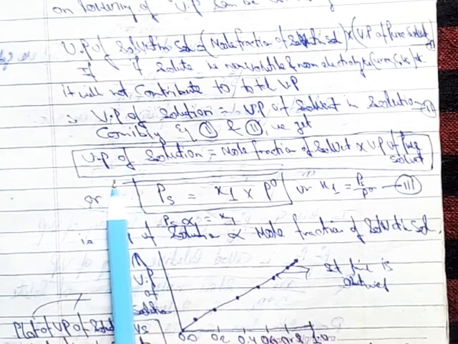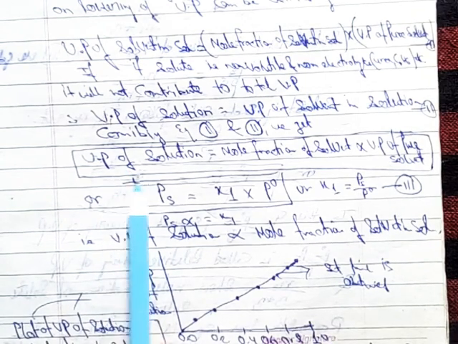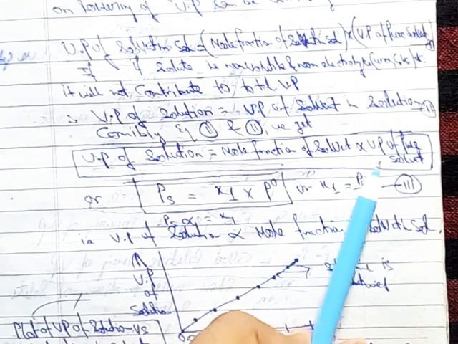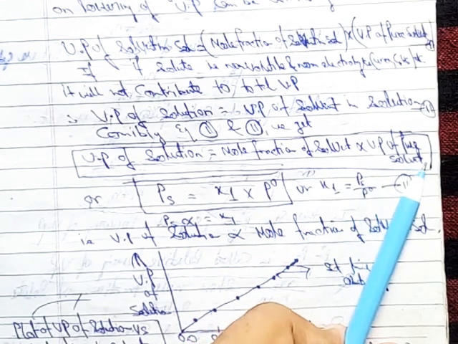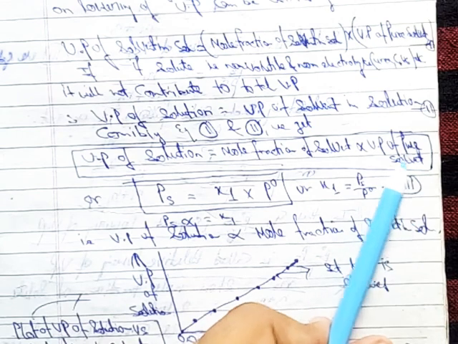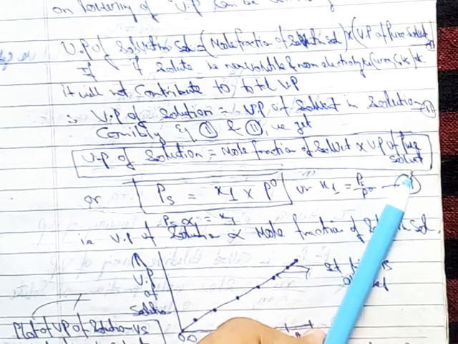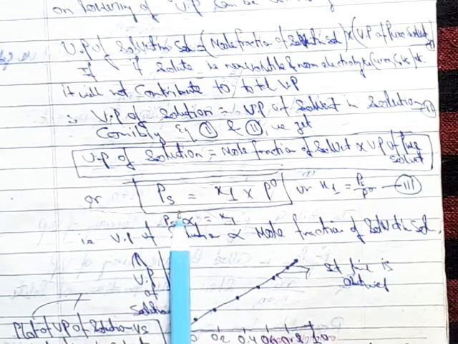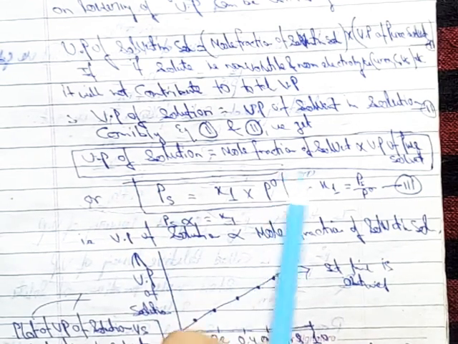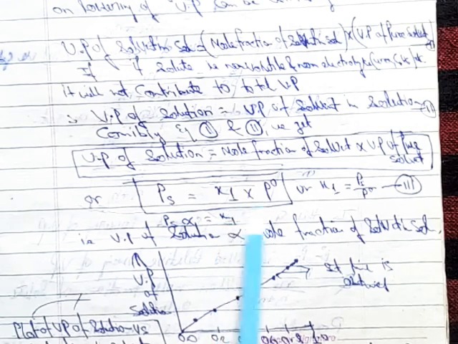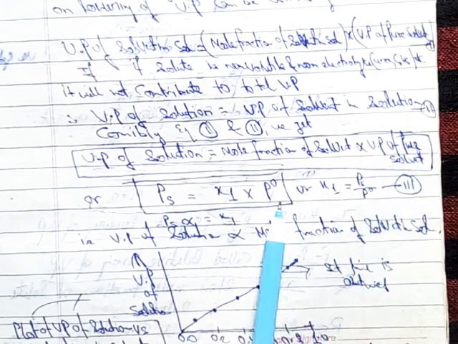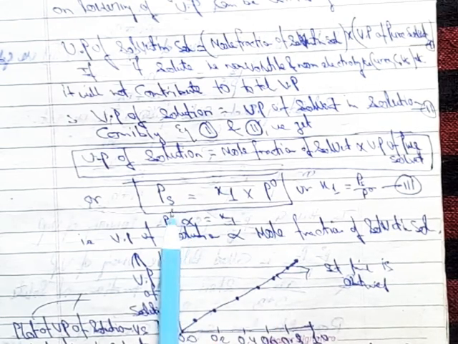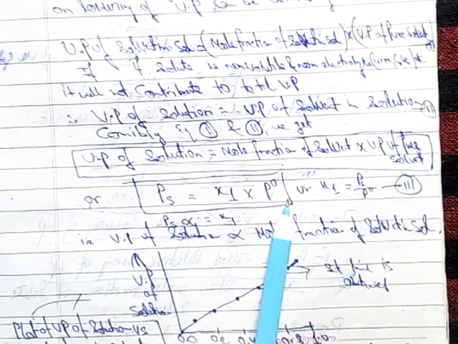The final formula for Raoult's law for a non-volatile solute: the vapor pressure of the solution is equal to the mole fraction of the solvent times the vapor pressure of the pure solvent. So that gives the final formula. We give the symbol P_S to the vapor pressure of the solution, X1 to the mole fraction of the solvent, and P naught to the vapor pressure of the pure solvent. You have to remember that the vapor pressure of the solution is P_S, and the vapor pressure of the pure solvent is P naught.